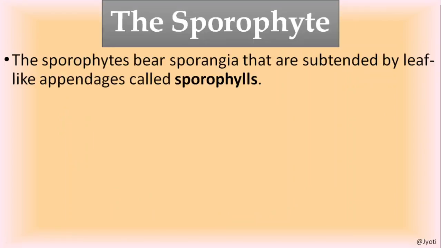Now next, coming to the sporophyte. What are the characteristic features of the sporophyte and why is it called a sporophyte? As you know, I have already told you, the sporophyte is that phase of a plant which produces spores and reproduces asexually. So in pteridophytes, the main plant body is the sporophyte, which contains sporangia, which are extended out as an appendage called sporophyll.